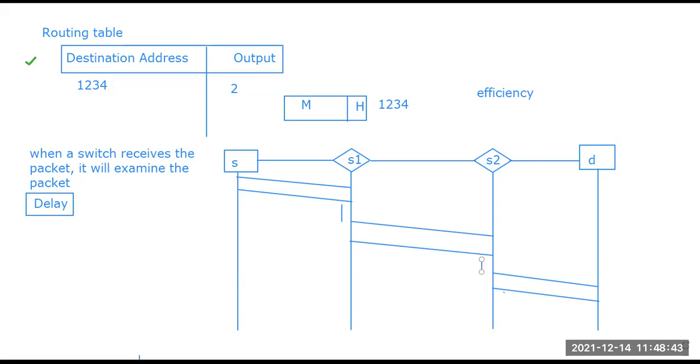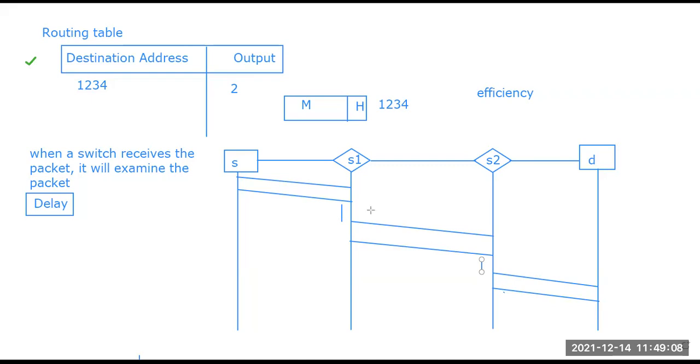In each device, when a packet is received, it is examined, and the corresponding destination address and destination port are looked up with the help of the routing table. This waiting time in each case is known as the delay.